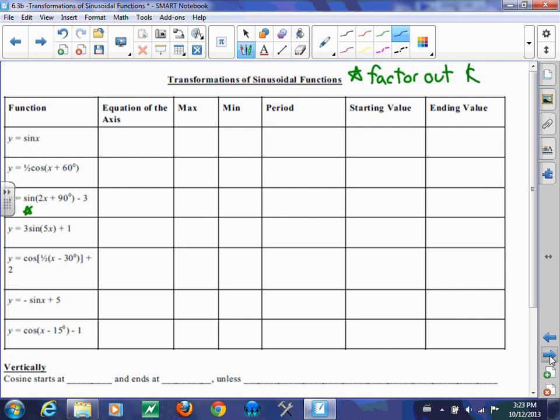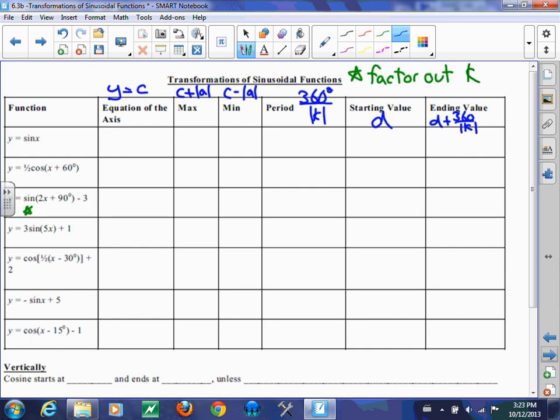All right, let's get going here. In order to help us complete our graph, let's realize that the equation of axis is related to what letter? Hopefully you know that's y equals c. Your max from the last page that we just reviewed should be c plus the absolute value of A, whereas your minimum is c minus the absolute value of A. Your period is what we learned, 360 degrees divided by the absolute value of K. D is your starting value, so you look at D. And your end value, well, you take your start value and add your period. So it's going to be D plus 360 divided by the absolute value of K.